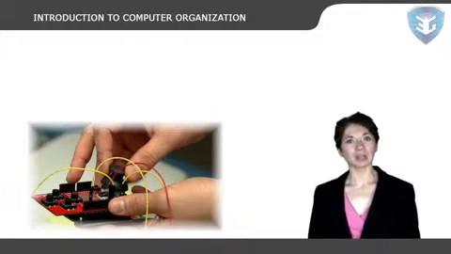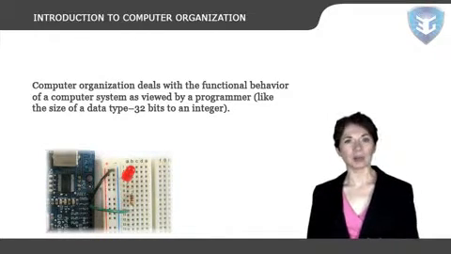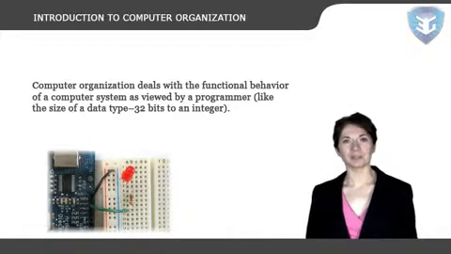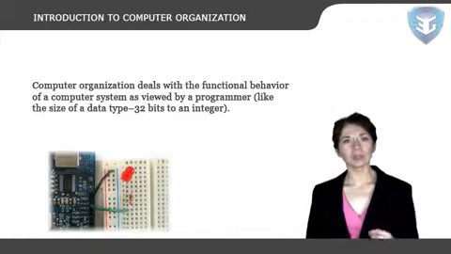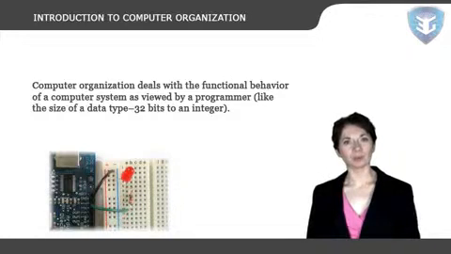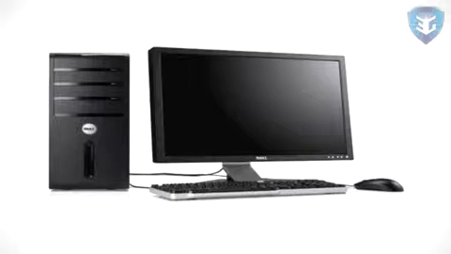Let's start with the introduction to computer organization. Computer organization deals with the functional behavior of a computer system as viewed by a programmer, like the size of a data type, 32 bits to an integer. Computer organization also deals with structural relationships that are not visible to the programmer, like clock frequency or the size of the physical memory.